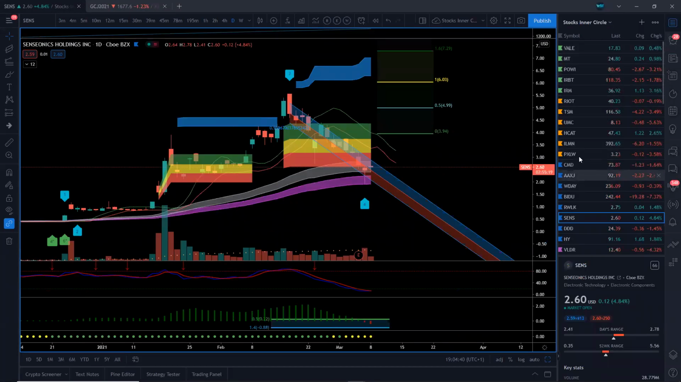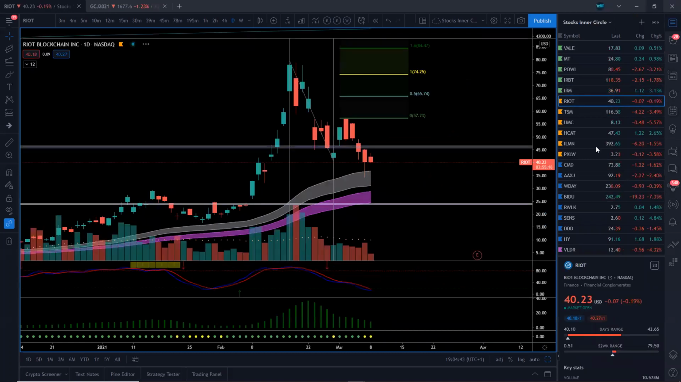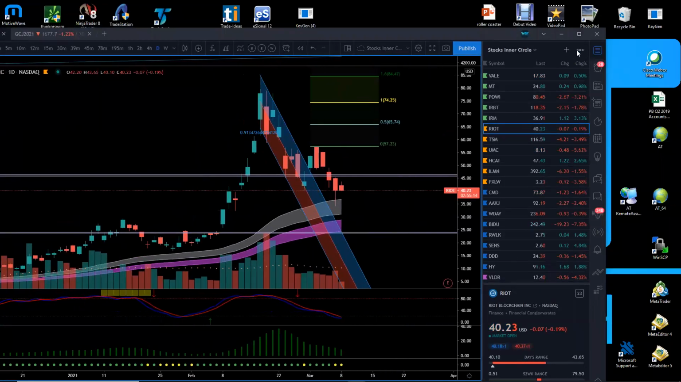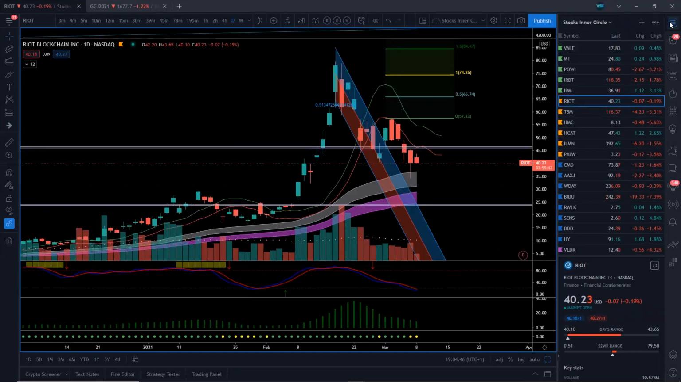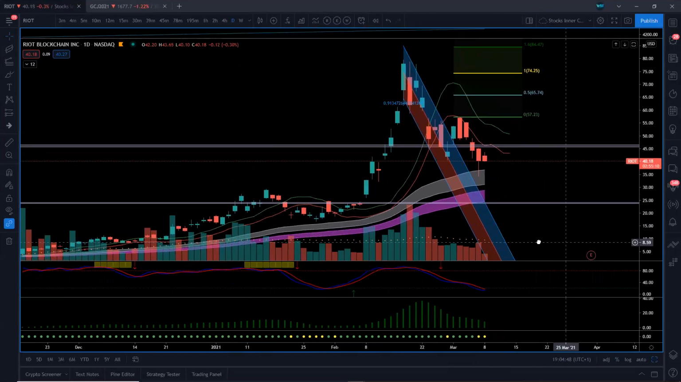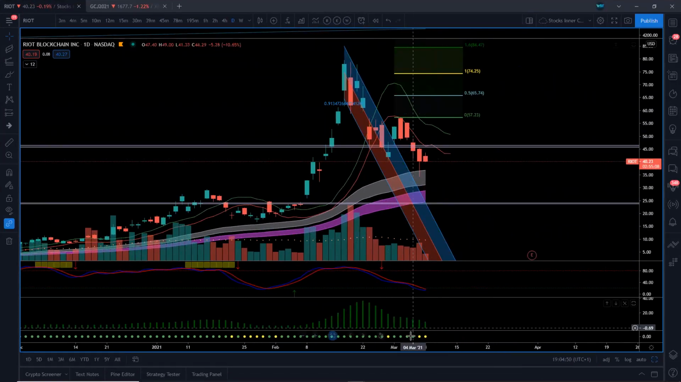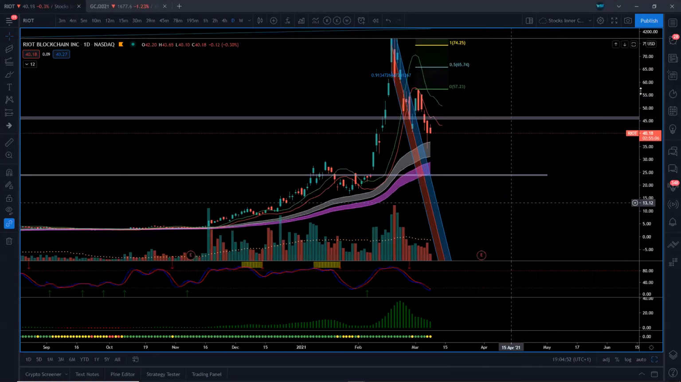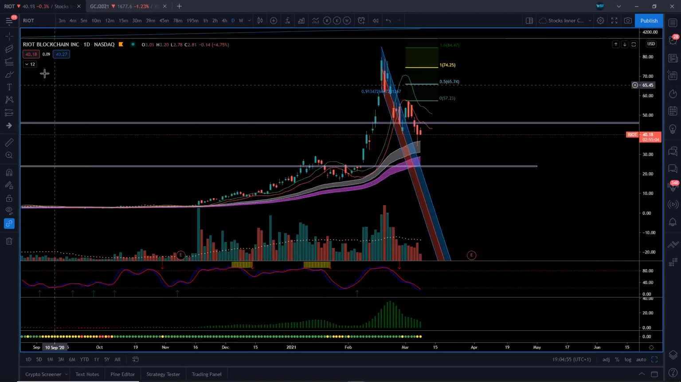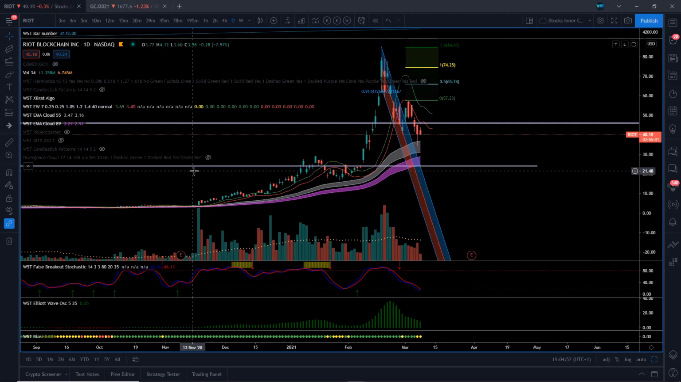Go to Riot. Okay. So I've been looking at Riot at the moment. We've had a nice pullback here, but it's still early days. Just going to isolate down here.